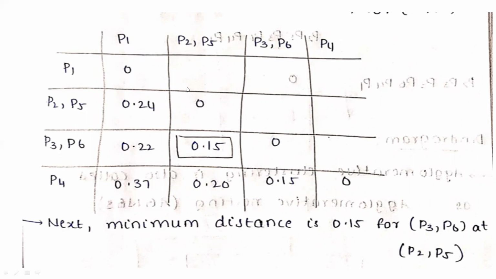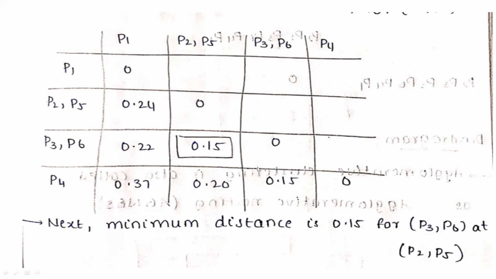Again, you need to calculate the minimum of it. Either you can take this one or you can take this one. Now, observe carefully. This is the resultant matrix now. So here, we got 0.15, 0.15 two times. Now, if you take this point, we can have 4 data elements in a single cluster. That is P2, P5, P3, P6 as a single cluster.